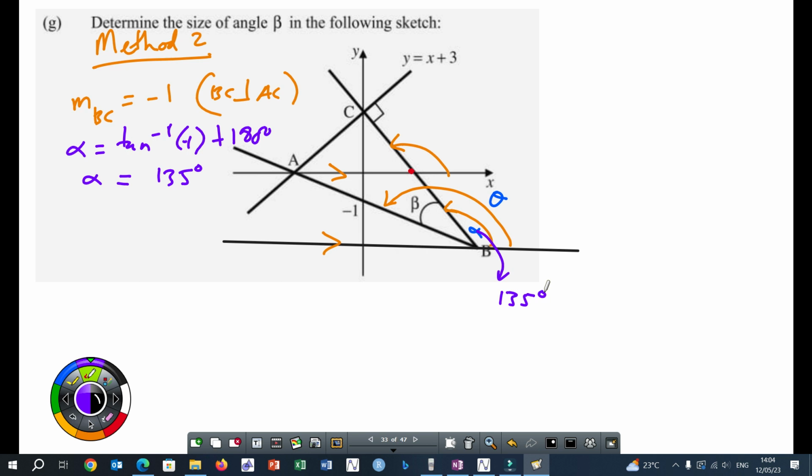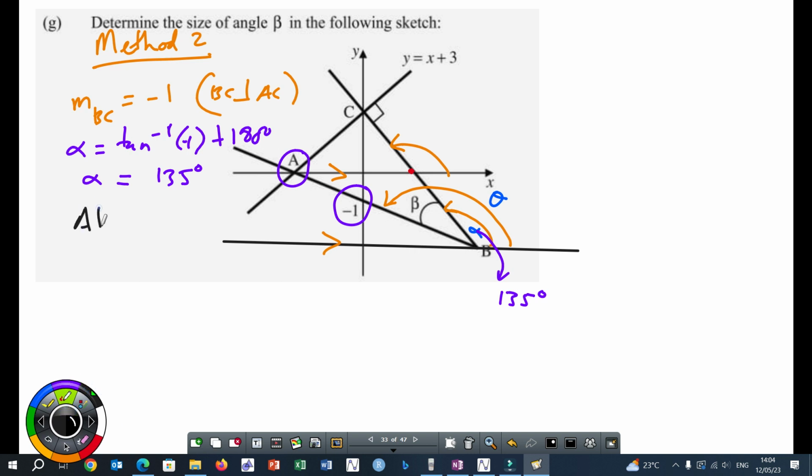Then the next thing is for me to find the gradient of AB. To find the gradient of AB, it's not that complicated, because point A, the y-intercept, and B, they are collinear. Therefore, I can use the y value and the x value at each point to find the gradient. Are you following? So at A, we already know from method 1 that y is 0, therefore 0 is equal to x plus 3. So x is going to be minus 3.